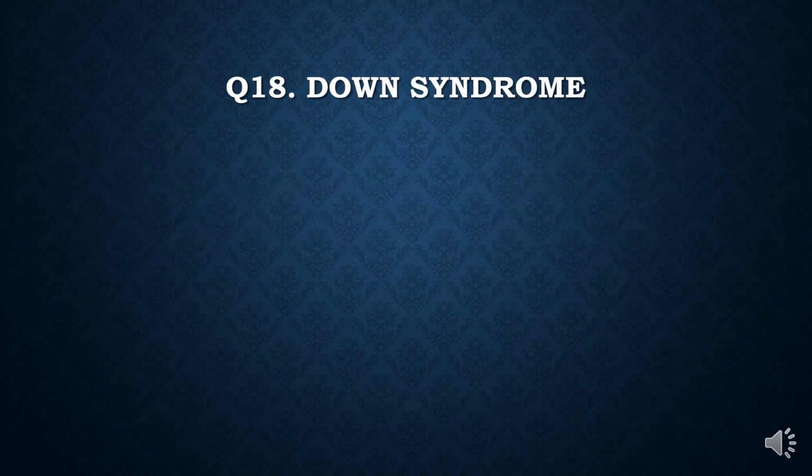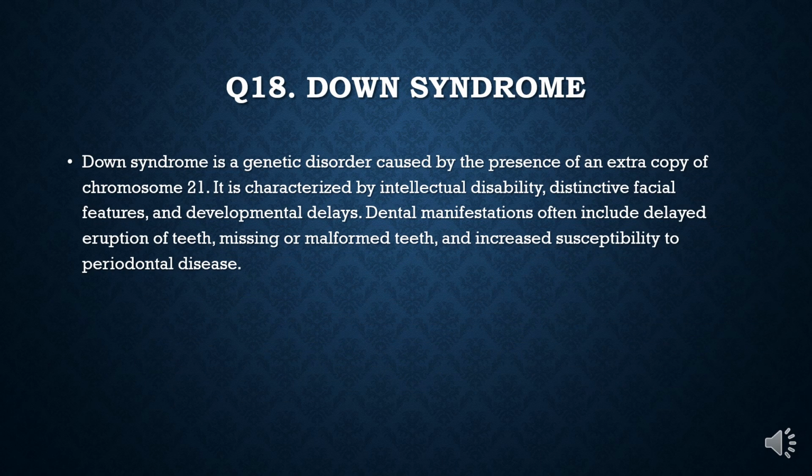Question number 18 is Down syndrome. Down syndrome is a genetic disorder characterized by the presence of an extra copy of chromosome 21. It is characterized by intellectual disability, distinctive facial features, and developmental delays. Dental manifestations often include delayed eruption of teeth, missing or malformed teeth, and increased susceptibility to periodontal disease.